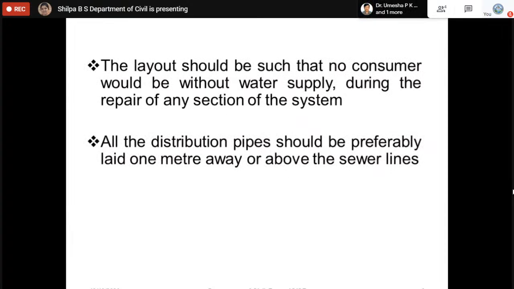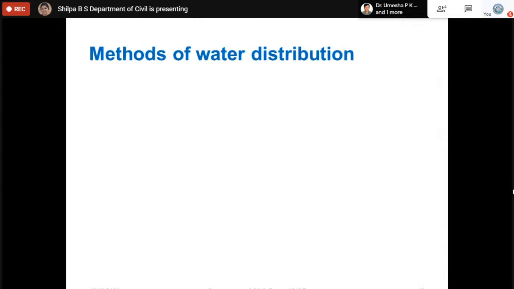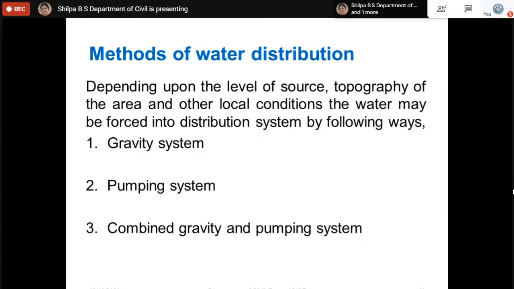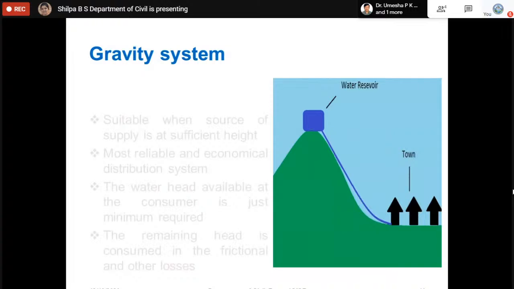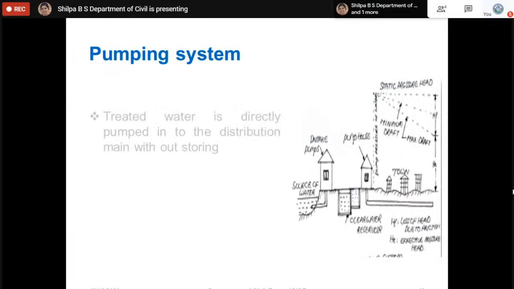The layout should be such that no consumer is without water supply, and all distribution pipes should preferably be laid 1 meter away from or above the sewer line, and should be watertight. The methods of distribution are generally 3: gravity, pumping, and the combined, depending on the nature or location of that particular layout or site. So we can adopt any of these 3.